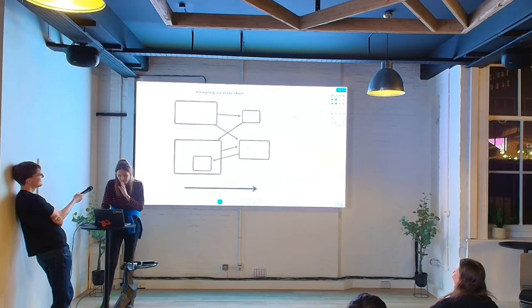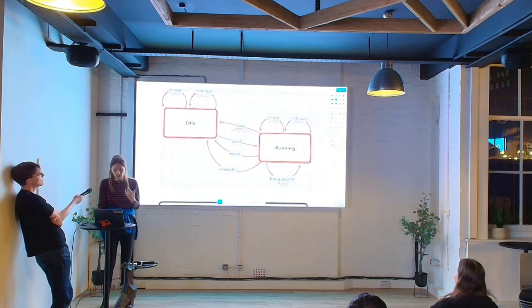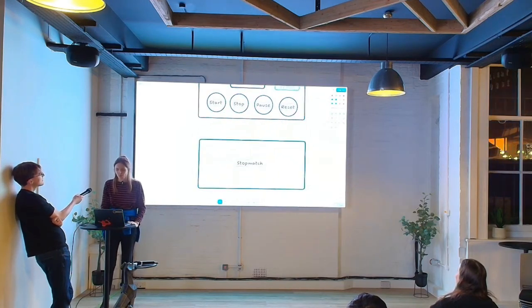The crazy thing is that actually you don't need to draw any UI at all. Has anyone here drawn a state chart when they want to figure out how something works? So what happens if I give it that? How will it be different if I just give it the UI? Or what happens if I just say stopwatch?